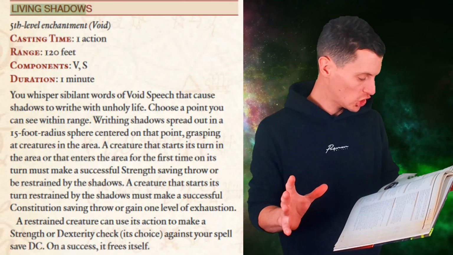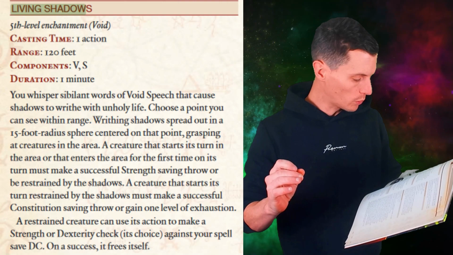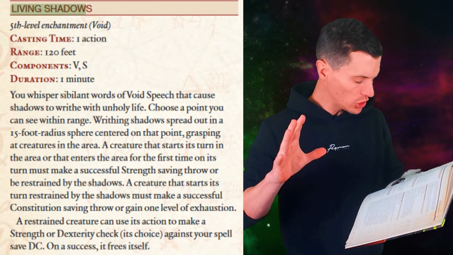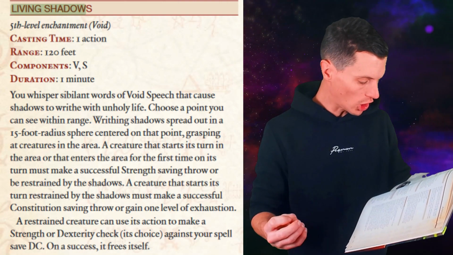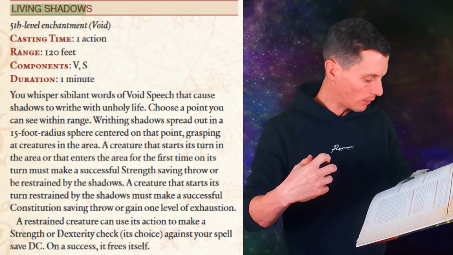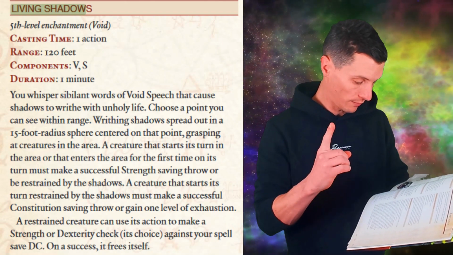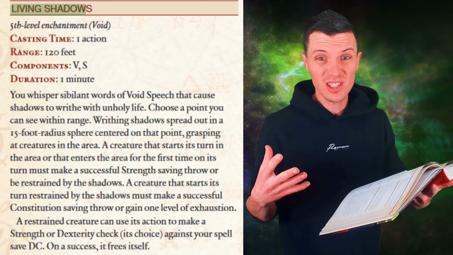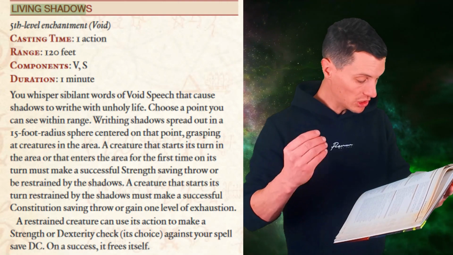And just to give you an idea of the powers of void magic, I want to read a spell out loud for you. It's called Living Shadows. You whisper sibilant words of void speech that cause shadows to writhe with unholy life. Choose a point you can see within range. Writhing shadows spread out in a 15-foot radius sphere centered on that point, grasping at creatures in the area. A creature that starts its turn in the area or that enters the area for the first time on its turn must make a successful strength saving throw, which is something that doesn't often happen, so it's really cool to have strength as a saving throw, or be restrained by the shadows.